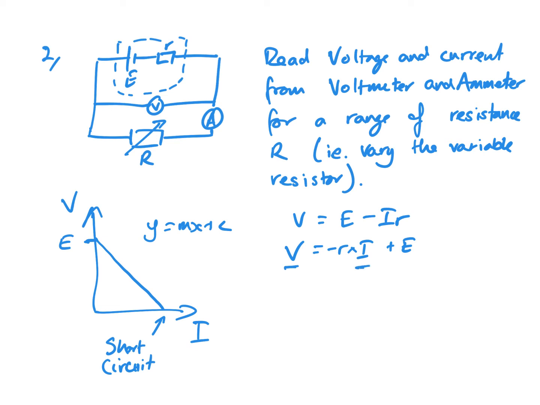And this is now in the form of y equals mx plus c, where you can see the y-intercept term is E, and the m, the gradient, is minus small r. So the gradient of this line is minus small r. Now be careful of the minus sign, don't just drop it. You should get a negative gradient, and that's equal to negative small r, and then the minus signs cancel out.